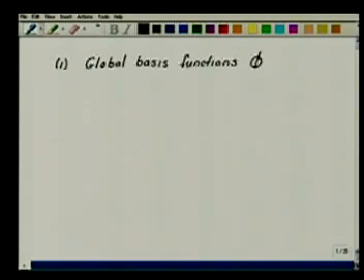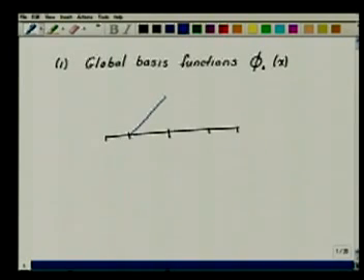Phi, which were given as functions of this type. That is, functions which at the node I had a value 1 and at all other nodes they had a value 0. So these were so called piecewise linear functions that we had formed.